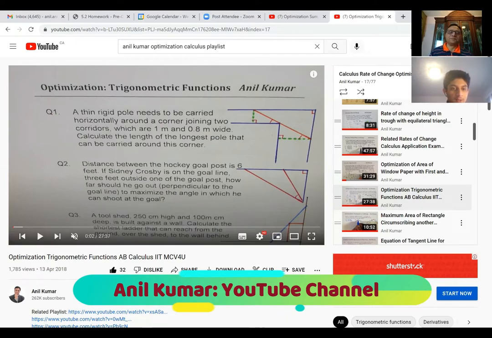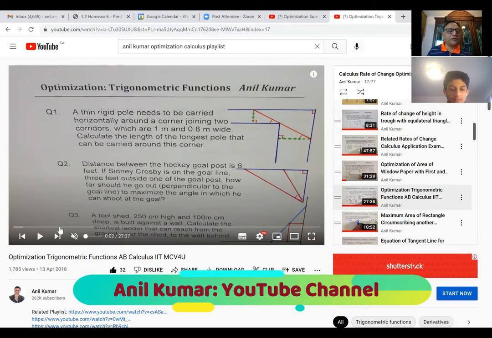Can you please read the next question? Yes, sir. Distance between the hockey goal posts is 6 feet. If Sidney Crosby is on the goal line, 3 feet outside one of the goal posts, how far should he go out perpendicular to the goal line to maximize the angle in which he can shoot at the goal? Very important from a Canadian point of view. And this question is so popular that every year it comes in the test. So these three questions are very important, right?